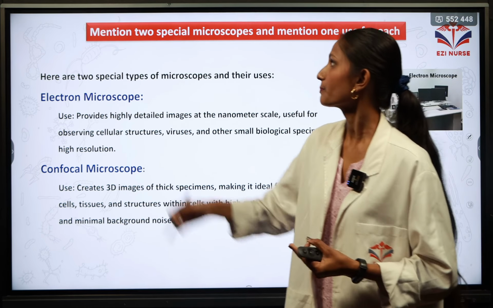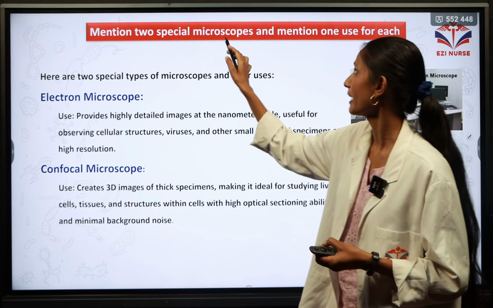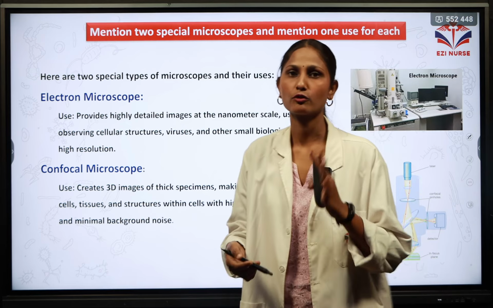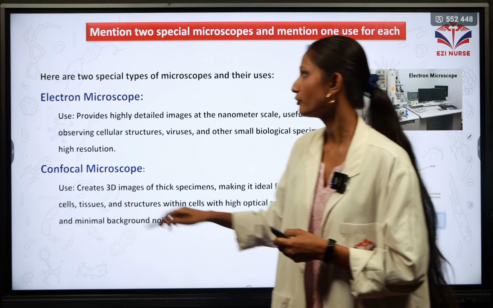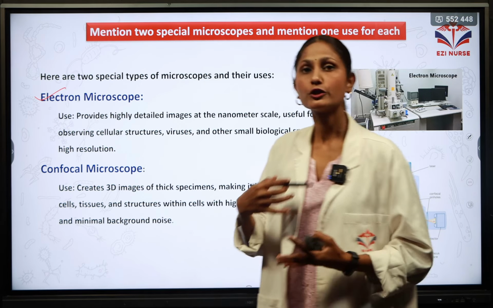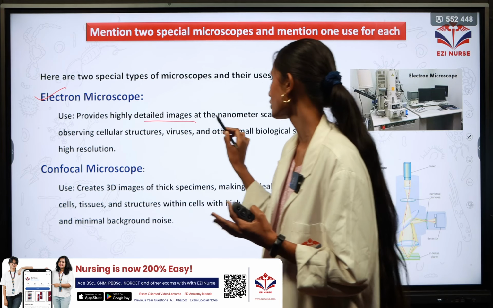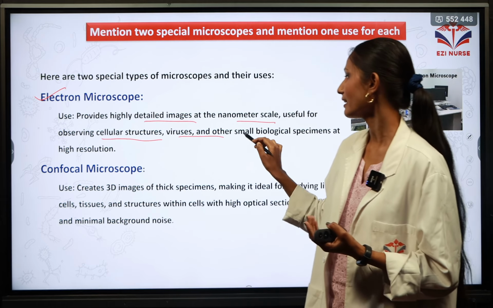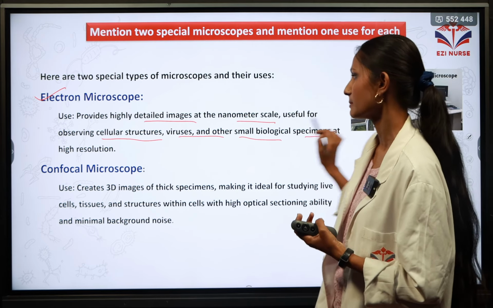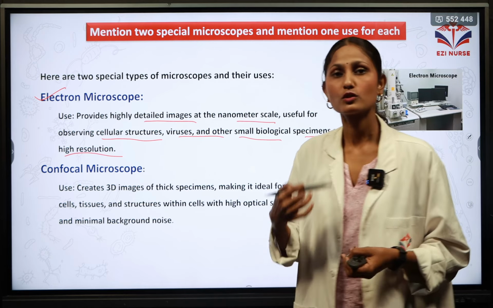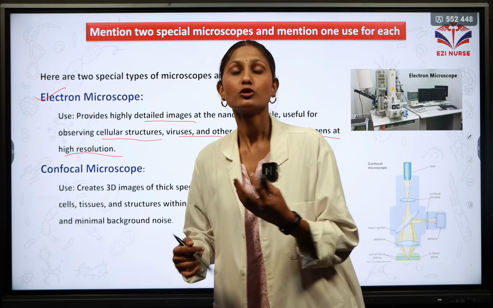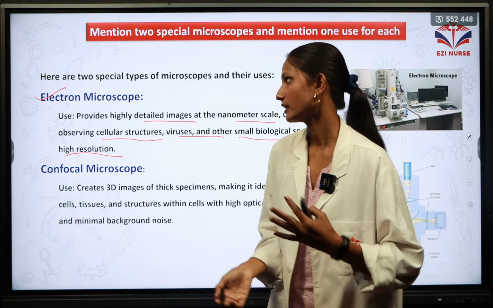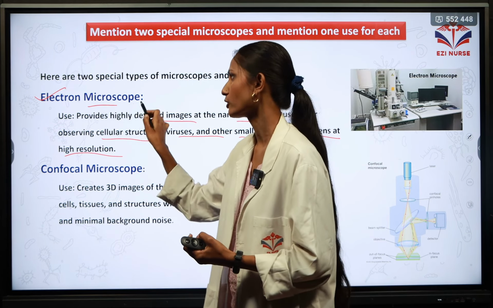Next we will discuss: mention two special microscopes and mention one use for each. So here we have to mention the two microscopes. The first one is the electron microscope, which we use for highly detailed images at the nanometer scale, useful for observing cellular structure, viruses and other small biological specimens at high resolution. Means whatever things are very small, you can see the structure of cells, viruses and bacteria with the help of the electron microscope.